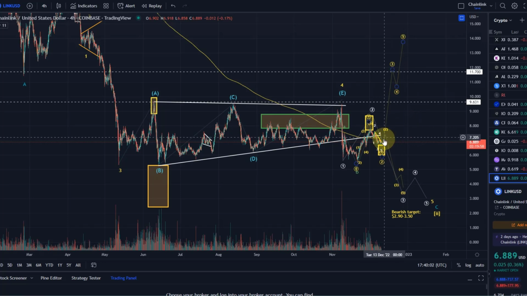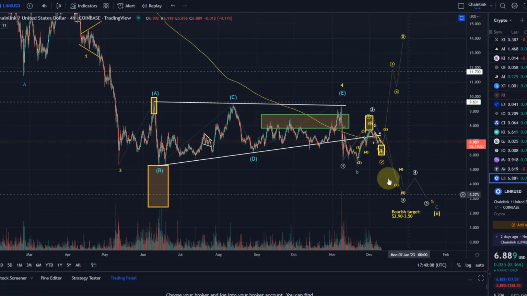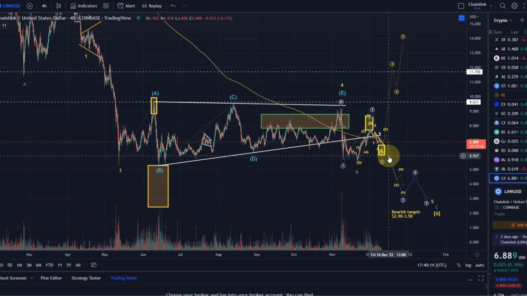So that's how I see Link. Focus is still on the downside because the context suggests it. But I already told you in this video what would need to happen to consider something more bullish here.